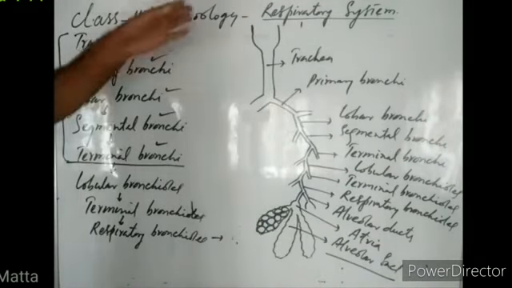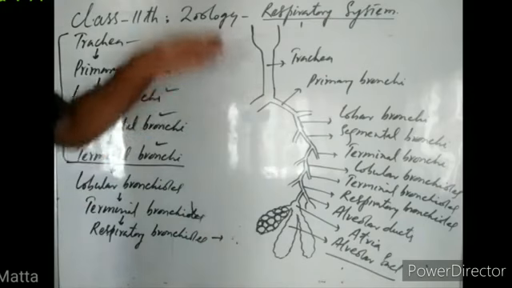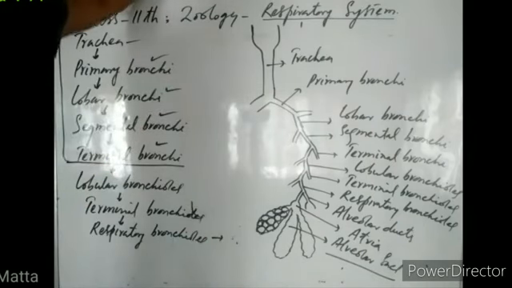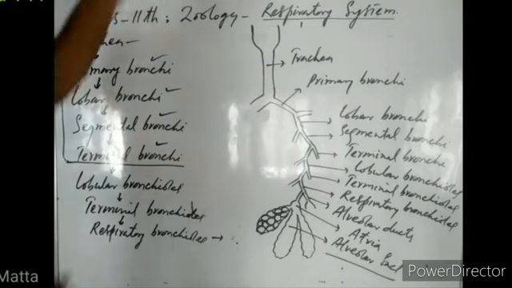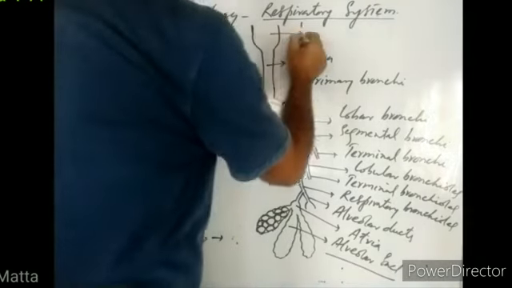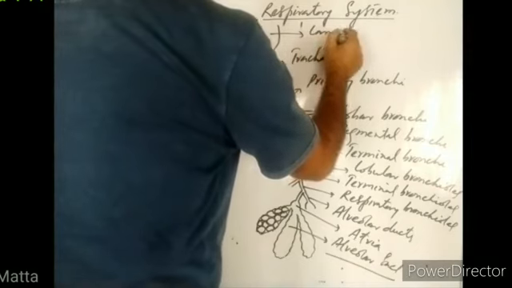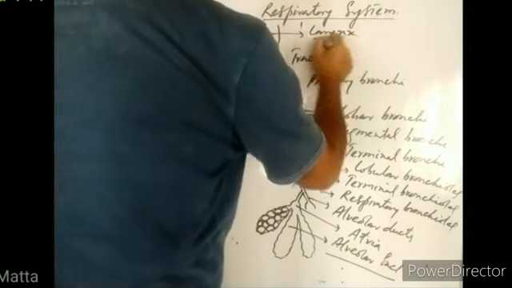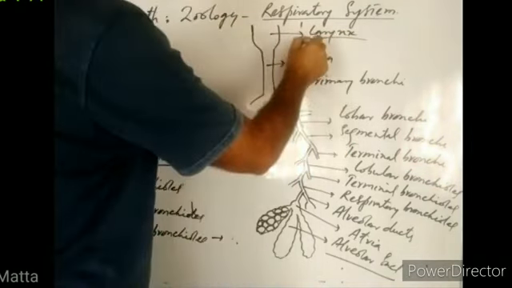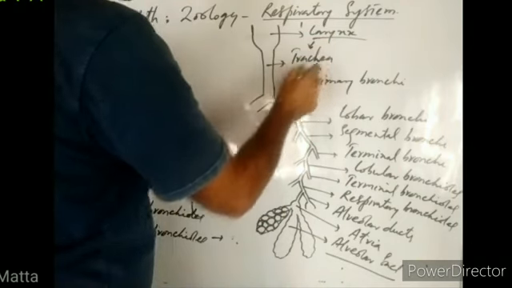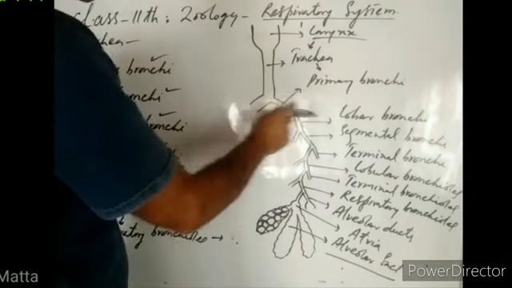So this is the division of our respiratory tract. Our respiratory tract starts from the nose. Nose leads into nasopharynx, which opens into larynx. Larynx opens into trachea. Trachea divides into primary bronchi.